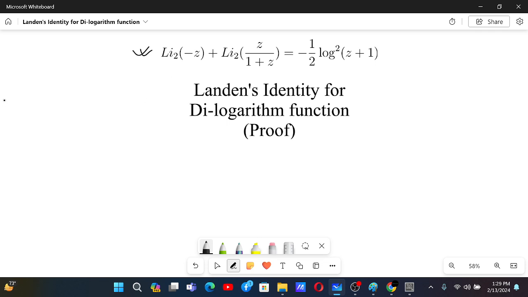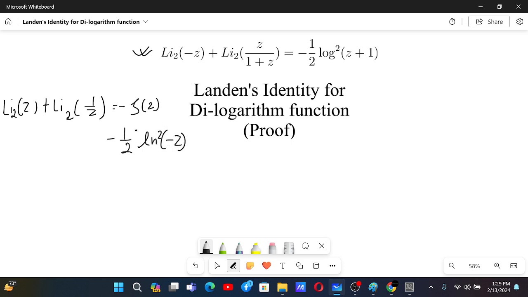In my previous video I proved the inversion formula, that Li2 of z plus Li2 of 1 by z equals minus Riemann zeta of 2 minus 1 by 2 ln square of minus z. I have also proved the reflection formula, that Li2 of z plus Li2 of 1 minus z equals Riemann zeta of 2 minus ln of z ln of 1 minus z.